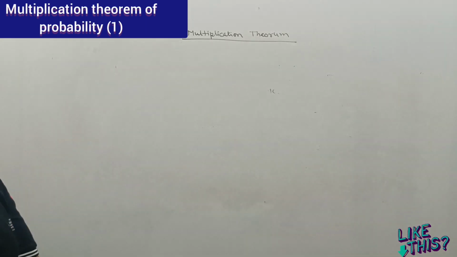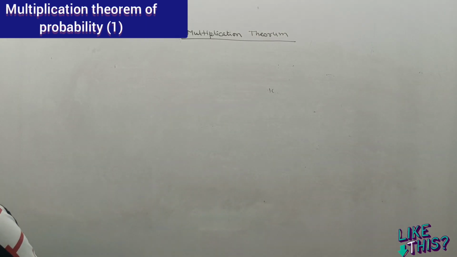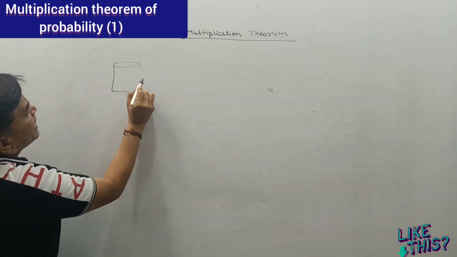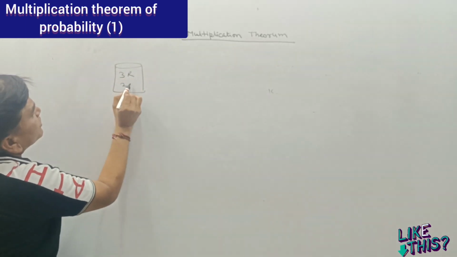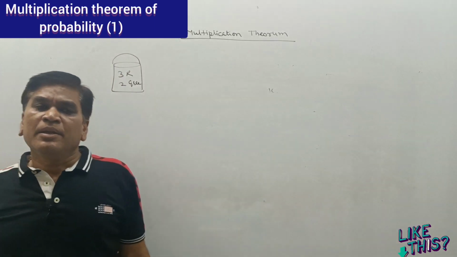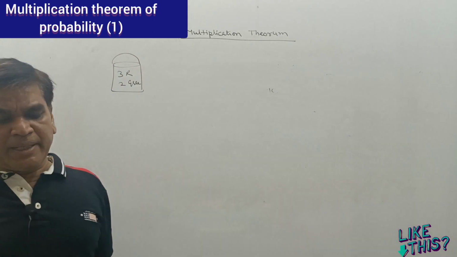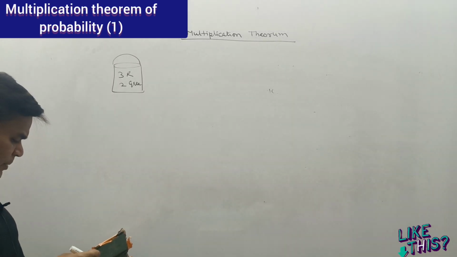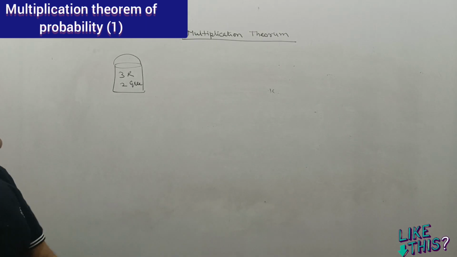One more question we are taking. One bag contains 3 red and 2 green balls. Find the probability that the first drawn will be red, second will be green.